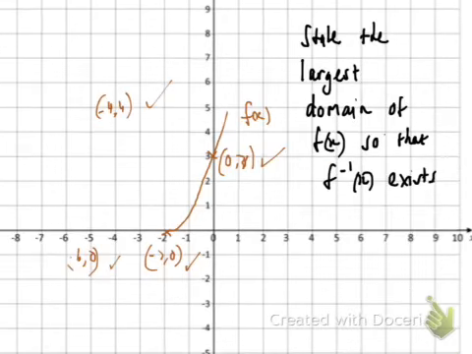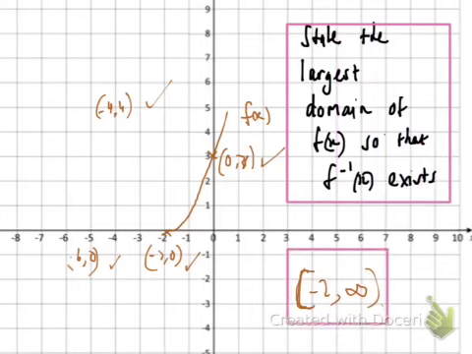What's the domain there? The domain this time is [-2, infinity). So that's my largest possible domain. The other one is not as large as that one. So there's my answer: the largest domain is [-2, infinity).